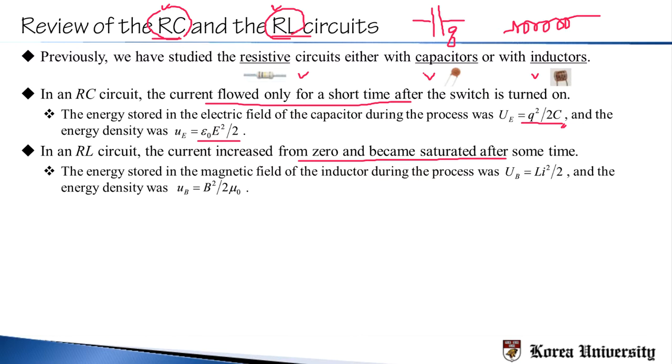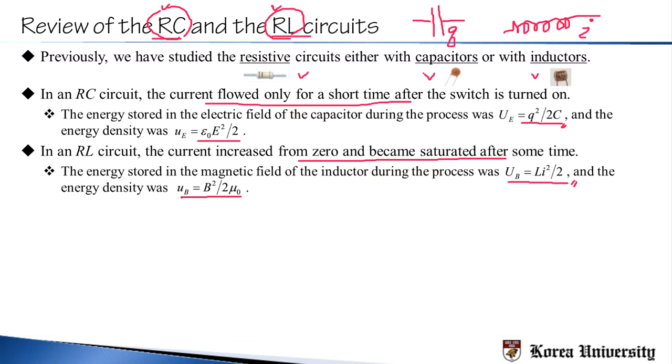Okay. And when the current I is finally flowing, the energy stored in this inductor was written this way. And then if you divide this energy by the volume of the inductor, its energy density was proportional to the square of the magnetic field. So that's why we say the inductor stores energy in the form of magnetic field.